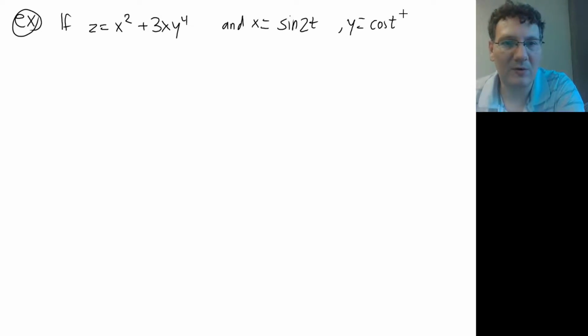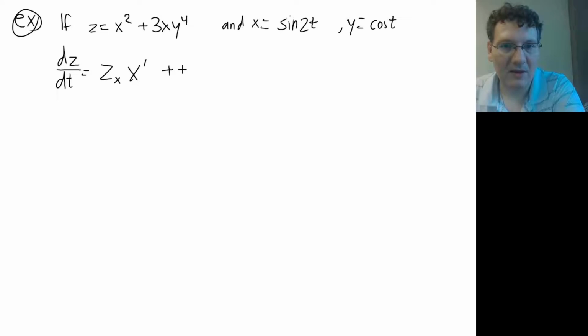Okay, so take this example. z is x squared plus 3xy to the fourth, and x is defined as sine of 2t, and y is the cosine of t. So what we're going to do is use the chain rule to find dz dt. I can write it like this: z_x times x prime plus z_y times y prime. This is another way you could express this using other notation.